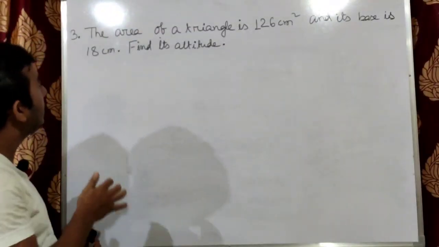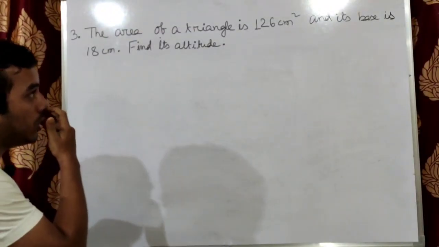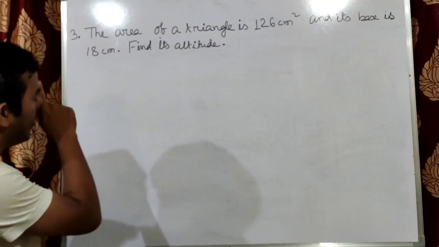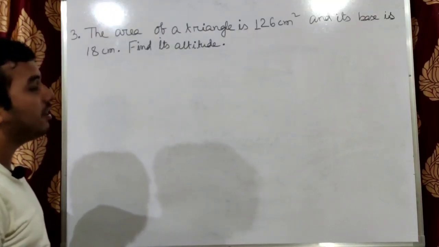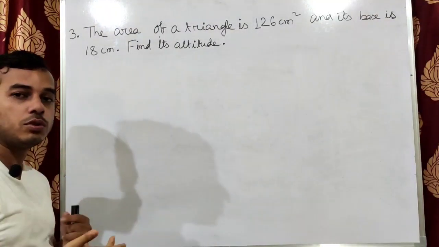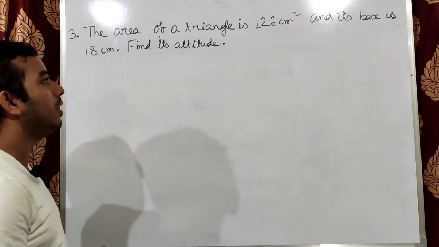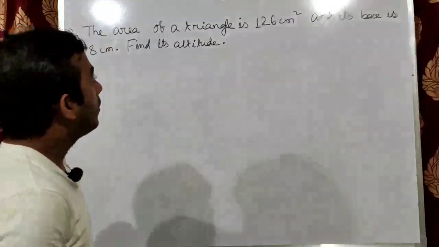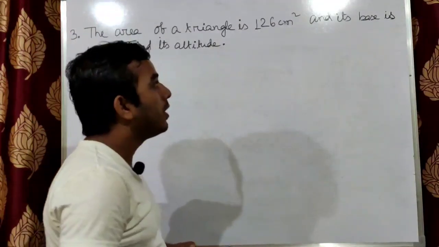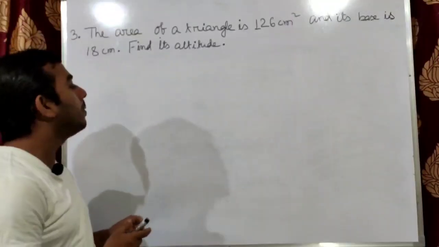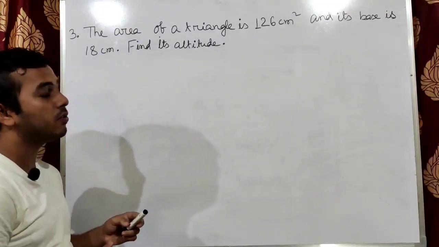Here the question is, the area of a triangle is 126 centimeter square and its base is 18 centimeter. Find its altitude. This type of question we also discussed in our previous class. So again let us solve. Area of triangle is given 126 centimeter square and its base is given 18 centimeter. Now we will find its altitude.